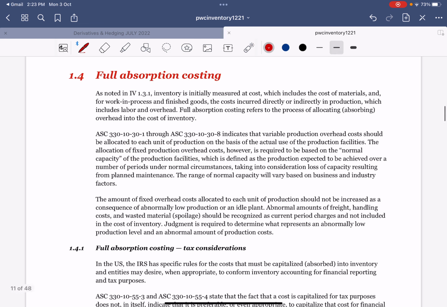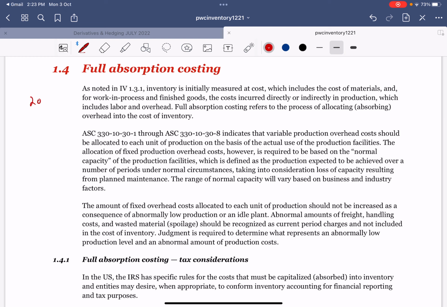For example, we incur 20 per unit on a particular purchase of material, and we have to incur like 10 per unit for labor and other materials, and factory electricity, so the cost comes to 30. But what about rent, like factory rent? The factory rent is not considered here because it cannot be determined in units. So full absorption costing says we have to allocate fixed overhead. However, it is required to be based on the normal capacity.